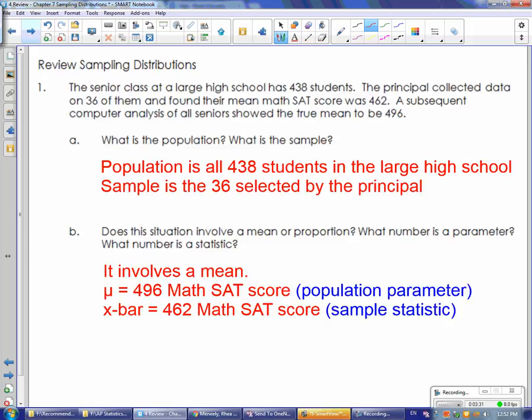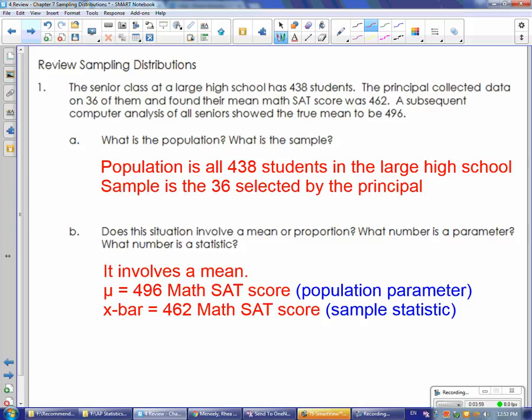The first problems on your review guide were just identifying the population and the sample and being able to recognize the difference between the sample statistic and the population parameter and use appropriate notation. So in number 1, it says the senior class at a large high school has 438 students. The principal collected data on 36 of them and found that their mean SAT score was 462. A subsequent computer analysis of all seniors showed the true mean to be 496.